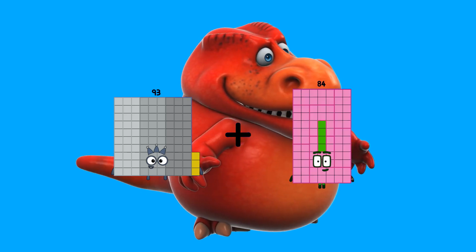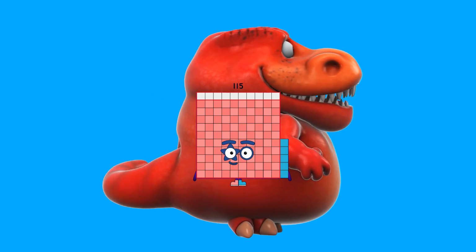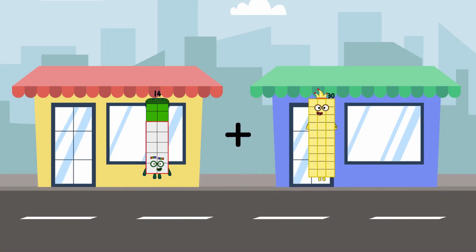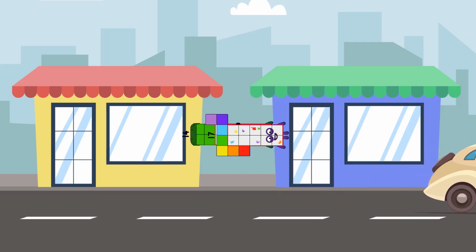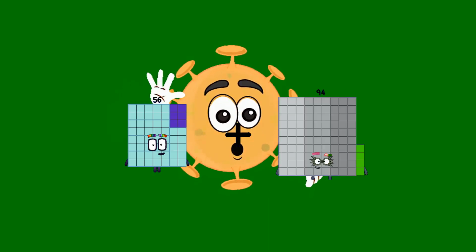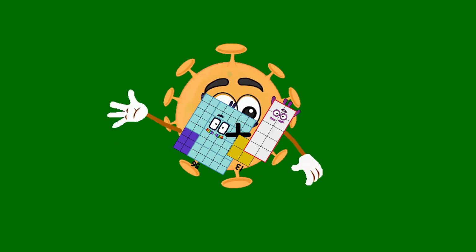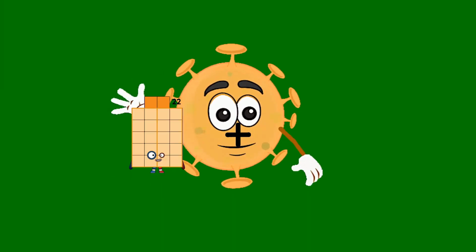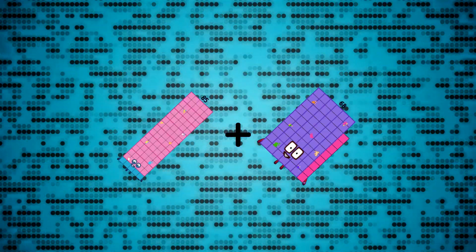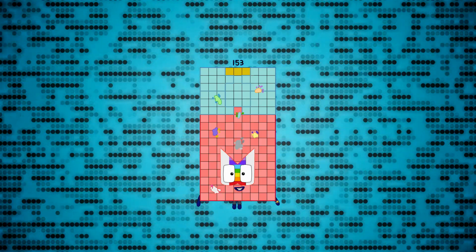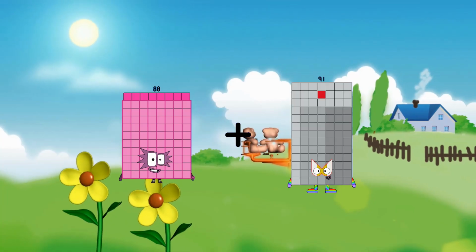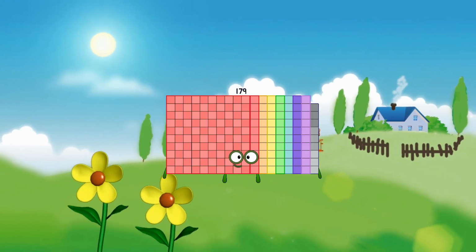93 plus 22 equals 115. 14 plus 17 equals 31. 56 plus 13 equals 69. 85 plus 68 equals 153. 88 plus 91 equals 179.